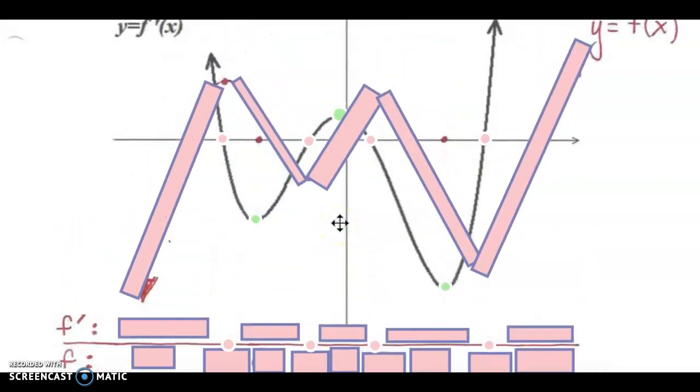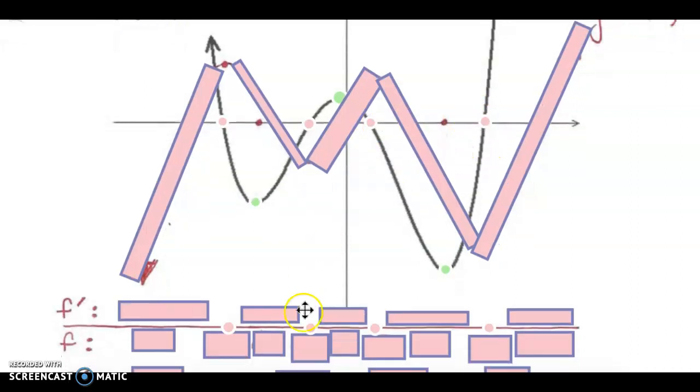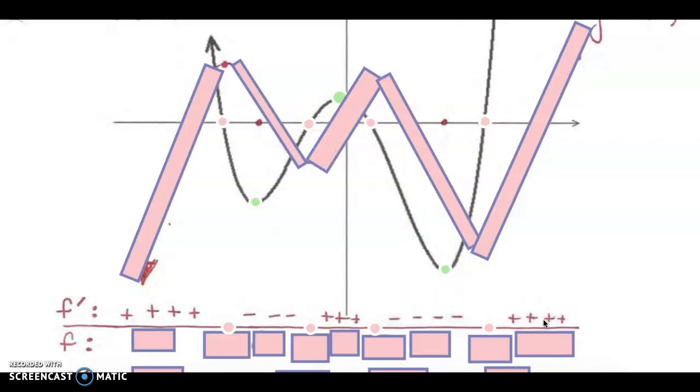So f prime starts out above it, and I made these little pink dots for the x-intercepts for f prime so we can kind of keep that in check. So here they are in our number line. We don't have actual numbers, so that's why I just made them pink dots. Okay, so it's above the x-axis, so it's positive here. Then it goes below, and then it goes back above, so that's in between these two. And then from here to here, it's below again, and then it's above again.